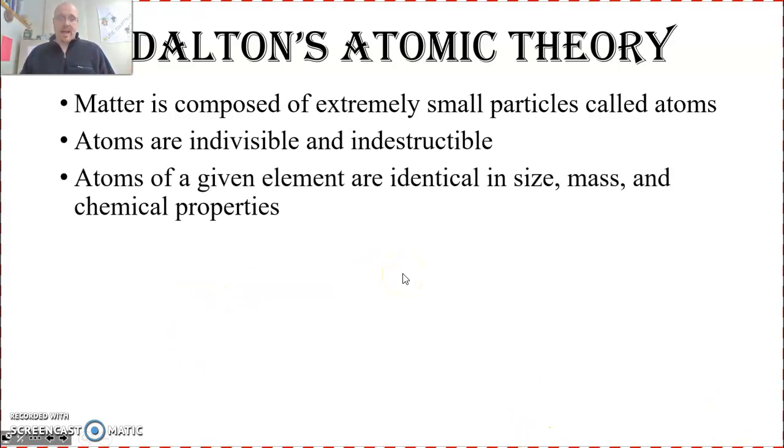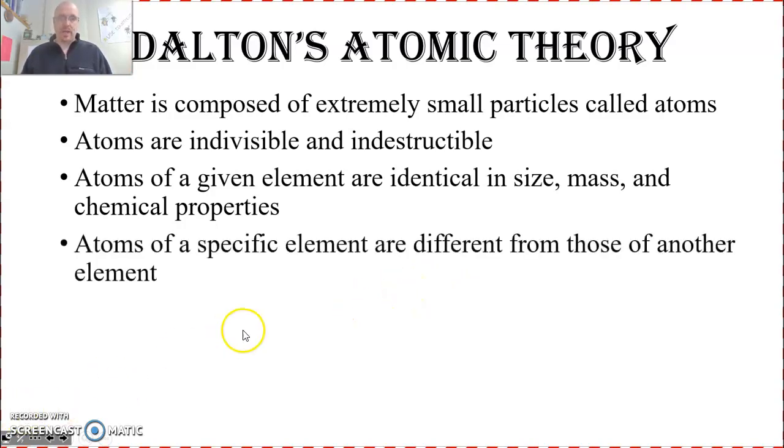He also said that atoms of a given element are identical in size, mass, and chemical properties. So if you have an iron atom, they're all going to be the same size. They're going to have the same mass, and they'll react the same. They'll have the same properties. So you're not going to end up with a big iron atom and a small iron atom, or a heavy or light gold atom. That's not how it works. They're all the same size and shape. He also stated that atoms of a specific element are different from those of other elements.